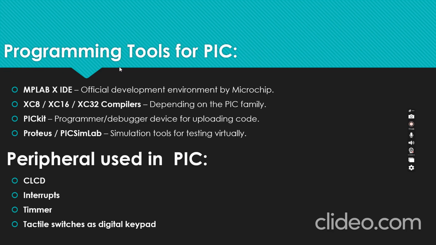Program tools for PIC. These are program tools: Proteus, PIC Simulation Lab, PCAT, the XC8 and XC32 compilers, and MPLAB X IDE. But we are using mainly MPLAB X IDE, the official development environment by Microchip, and Proteus PIC Simulation Lab, where we can simulate whatever code we write in MPLAB. After the coding, we do the simulation part in Proteus.